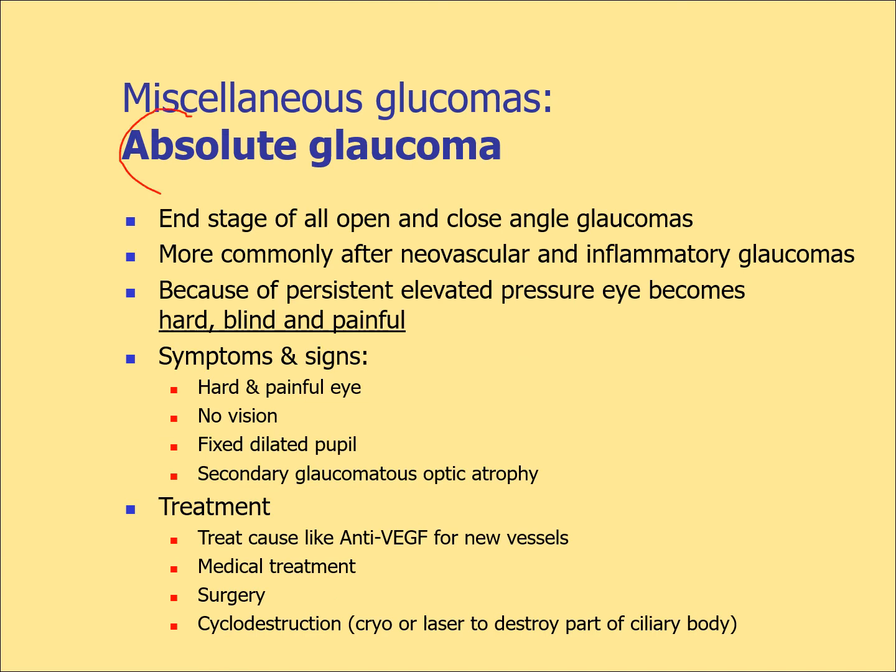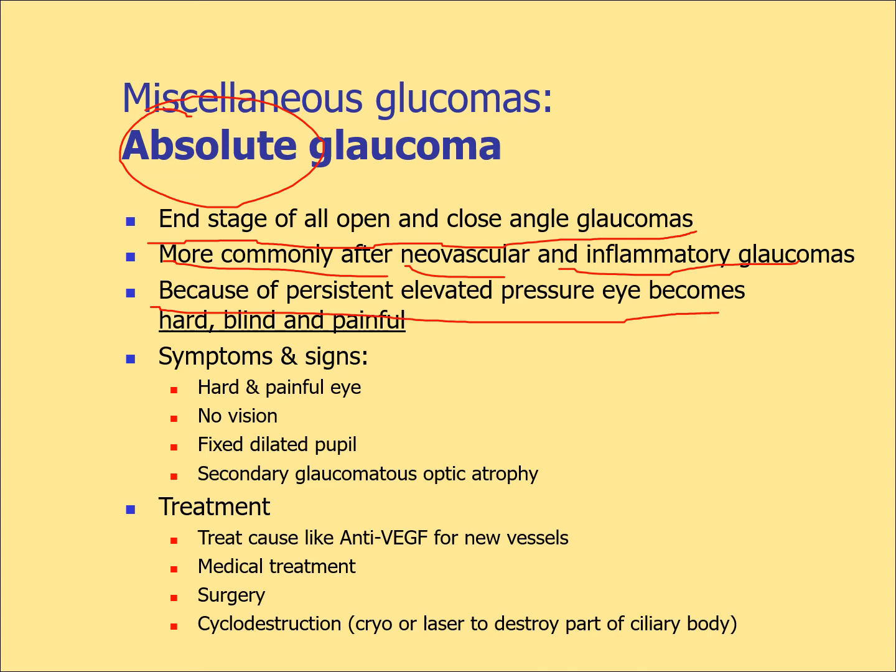And finally, the absolute glaucoma. Absolute glaucoma is not a separate glaucoma. It is the end stage of all open and closed angle glaucoma. So if you cannot control or treat the glaucoma, eventually it ends up as a blind eye, and we call it absolute glaucoma. It's more commonly seen after neovascular and inflammatory glaucomas, but can happen because of any glaucoma. Because of persistent elevated pressure, the eye becomes hard, blind, and painful, and we call it absolute glaucoma.